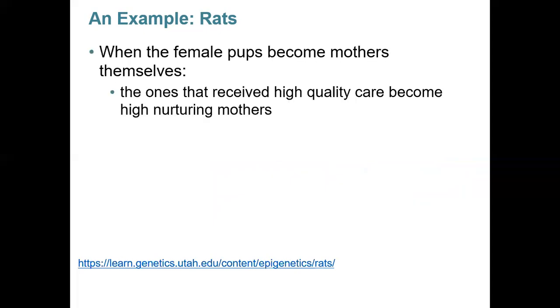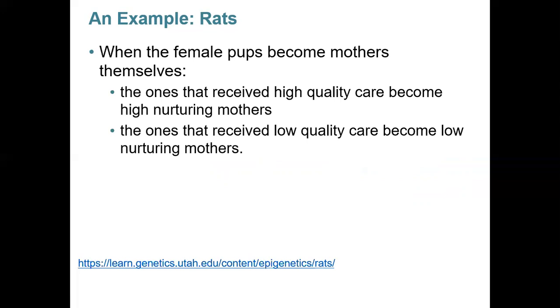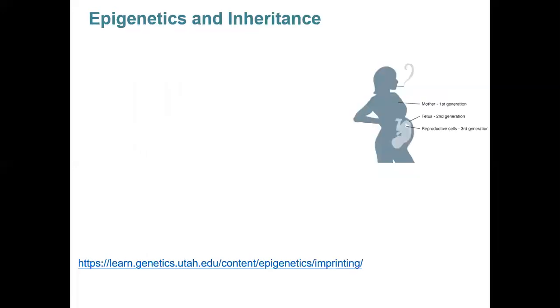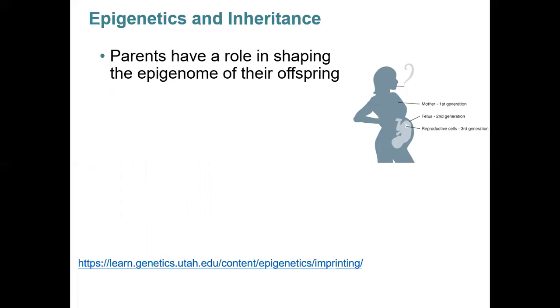And of course, eventually the pups grew up, and then researchers observed how each one raised her young. The ones that had received high quality care became high nurturing mothers, and the ones that received low quality care became low nurturing mothers. Behavior itself affected the epigenome. The nurturing behavior transmitted itself onto the pup's DNA. So all this provides evidence that parents play a huge role in shaping the epigenome of their offspring. Your environment, your lifestyle choices, they will affect your children and even their children.